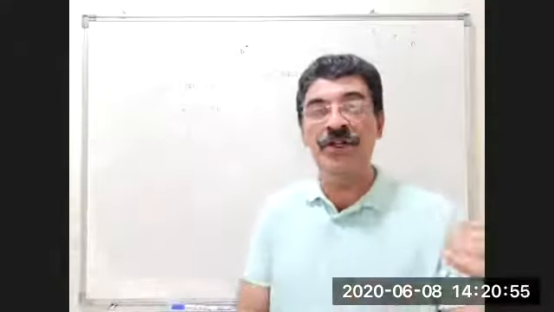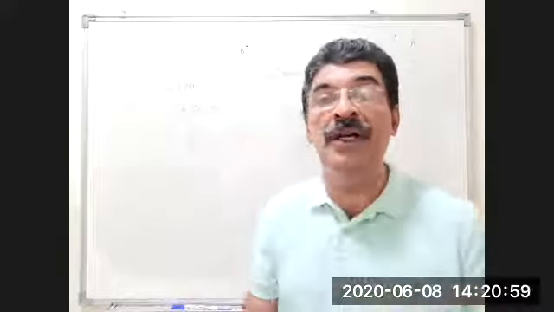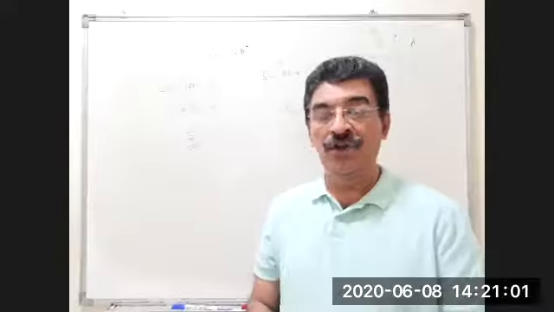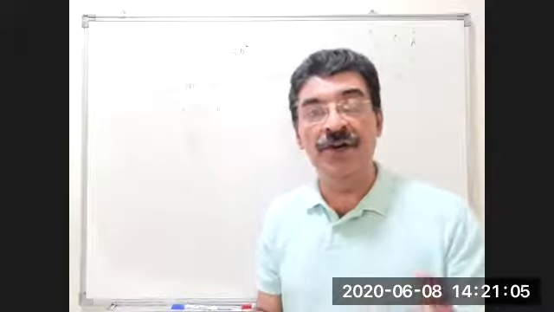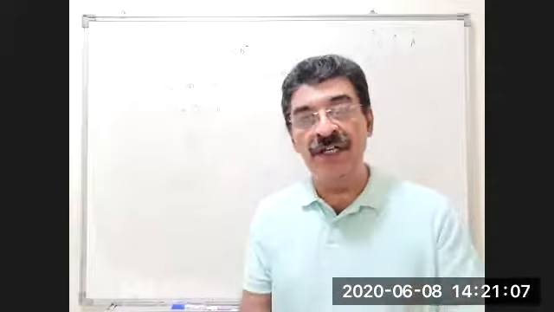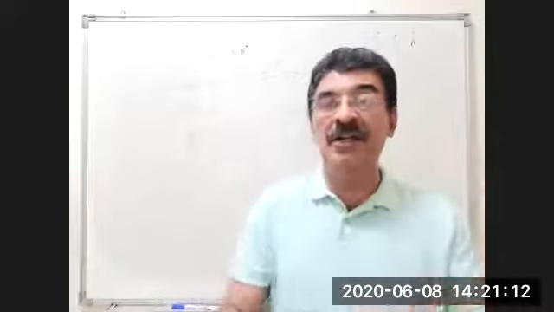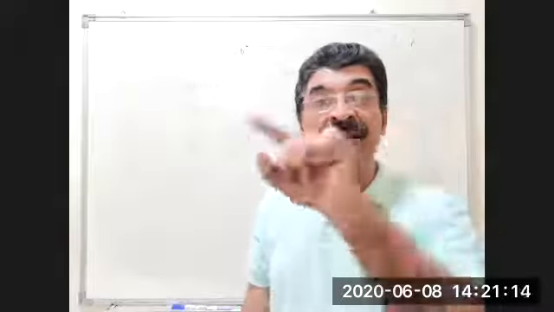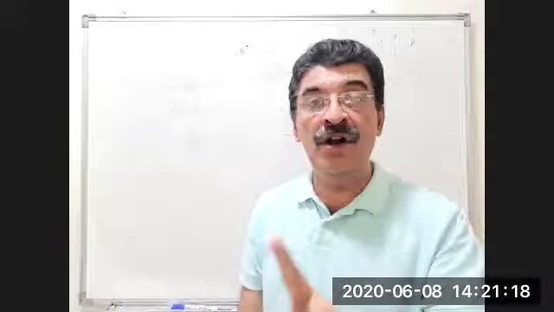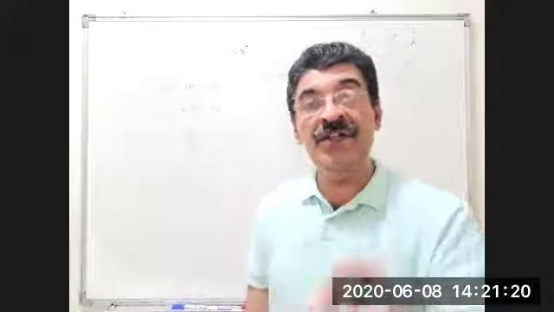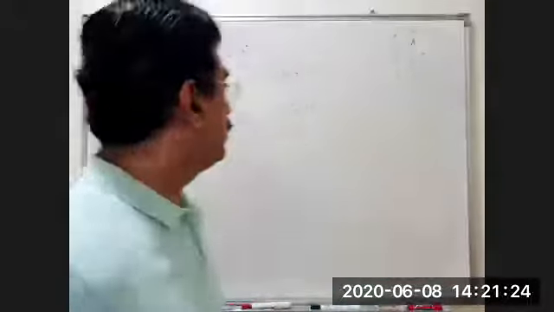These are co-functions. When does the change happen? If it is an odd multiple of 90, the function changes. For an even multiple, the function will not change. But whether it is an odd multiple or an even multiple, after changing or not changing the function, we have to put the sign, whether it is plus or minus. That depends on the quadrant in which the given function lies. So these are things to remember.